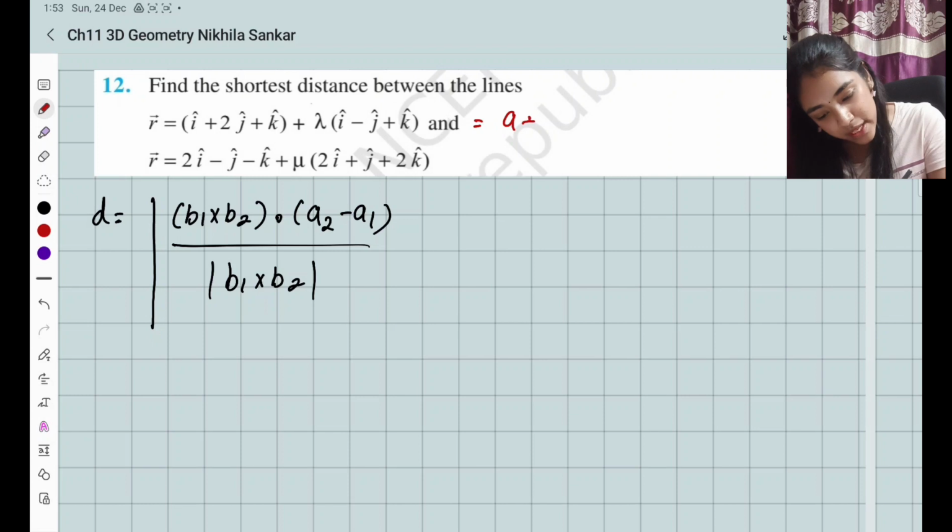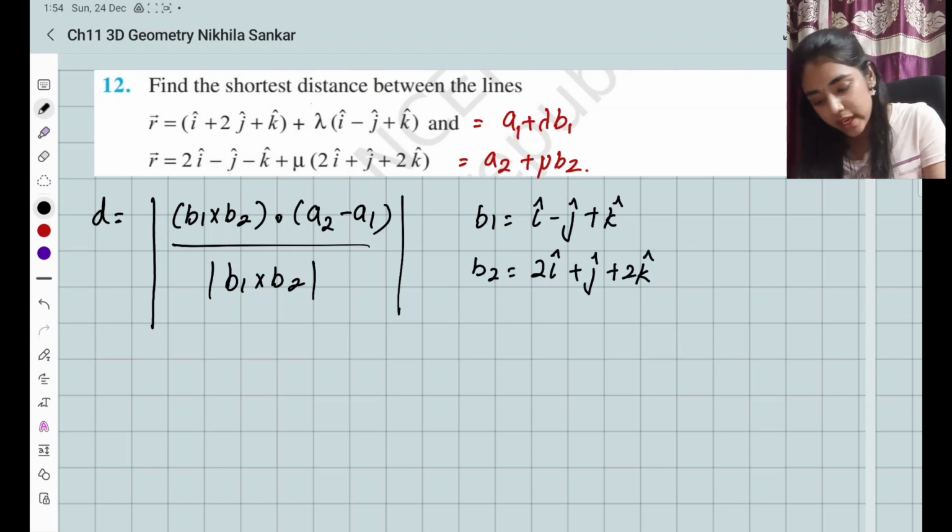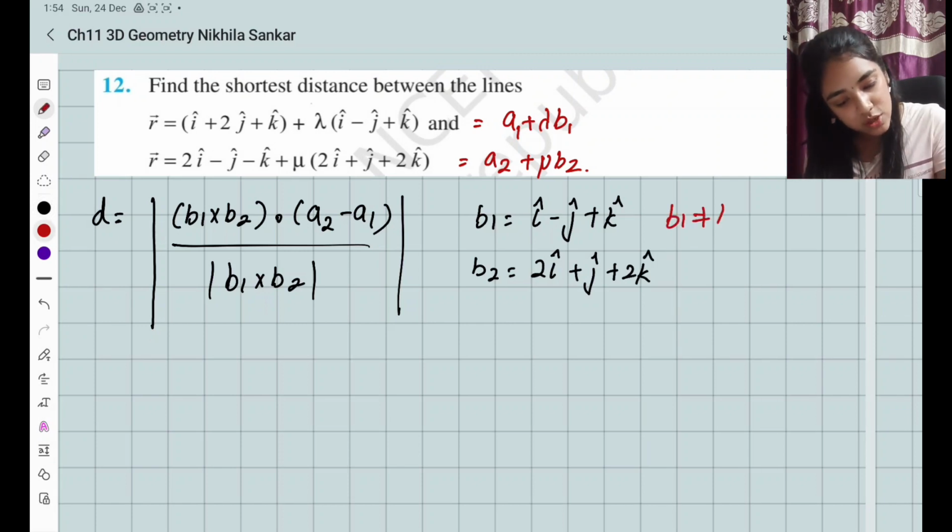This is of the form A plus lambda B, A1 plus lambda B1 and A2 plus mu B2. And what is my B1? B1 is going to be I minus J plus K cap and B2 is going to be 2I plus J plus 2K cap. So I see that B1 is not equal to B2.